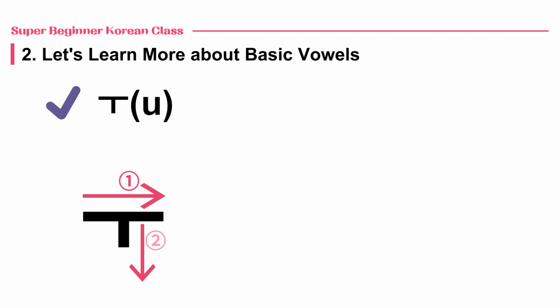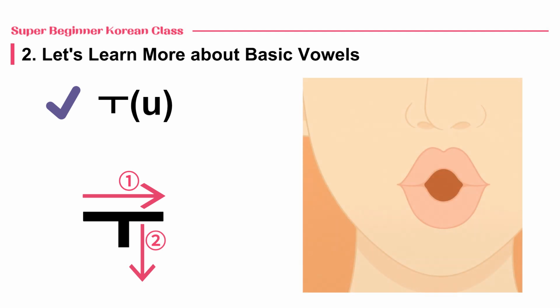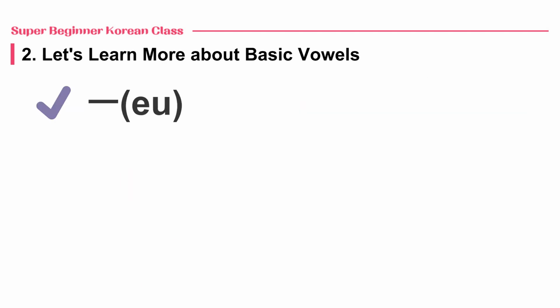Next is U. To write U, draw a horizontal line from left to right, then draw a short vertical line down from the center. Your lips are also round like O, but your chin moves slightly up. Say it with me. U. U. U.